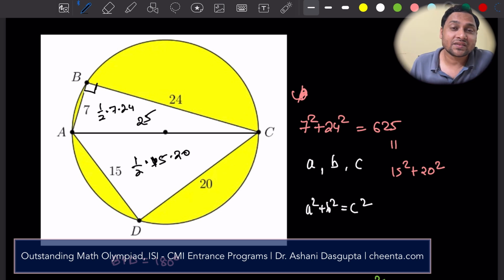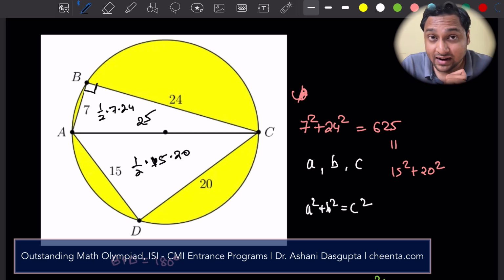I hope you enjoyed this video and you learned something from it, especially how to use cosine rule to detect right angles in a quadrilateral.